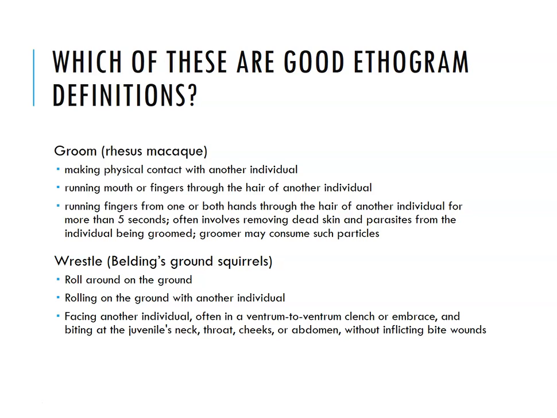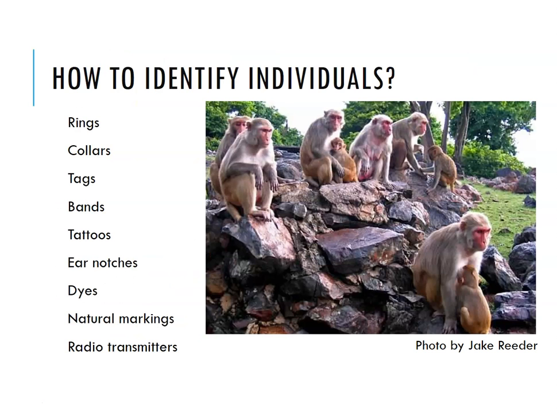What about if we're looking at wrestling in Belding's ground squirrels? So cute. So Belding's ground squirrels, I want to define what wrestling is. Is it rolling around on the ground? Is it rolling around on the ground with another individual? Or is it facing another individual, often in a ventrum-to-ventrum clench or embrace, and biting at the juvenile's neck, throat, cheeks, or abdomen without inflicting bite wounds? Which one of those do you think is going to be the best operational definition? Keep those in mind when you are defining your behaviors.